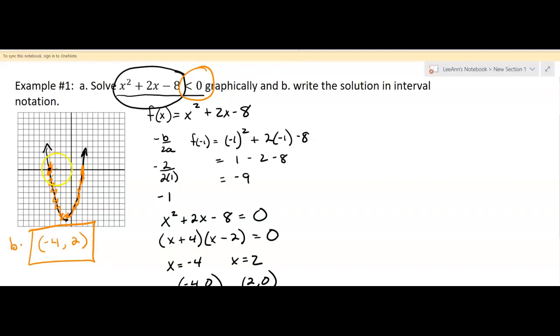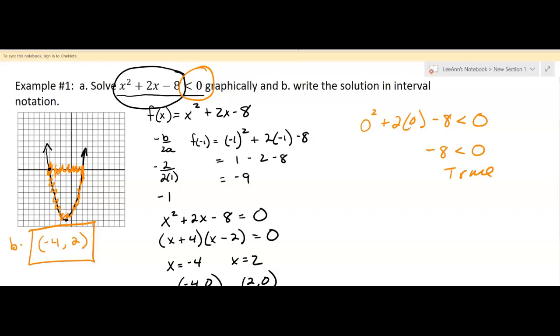So the idea is if you have an x value anywhere between negative 4 and 2, and you plug it in, you're going to get an output that's less than 0. You could try it. Plug in 0. What is 0 squared plus 2 times 0 minus 8? Is it less than 0? Yeah, because you're going to get negative 8 is less than 0, and that's true. So all these x values in between negative 4 and 2, they're going to work.